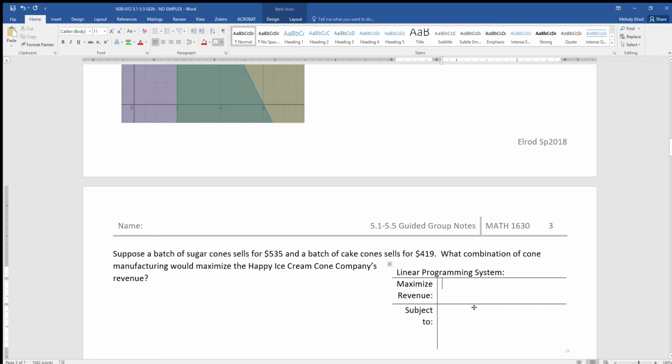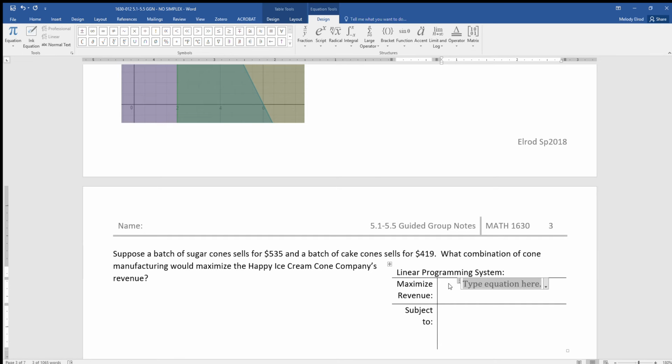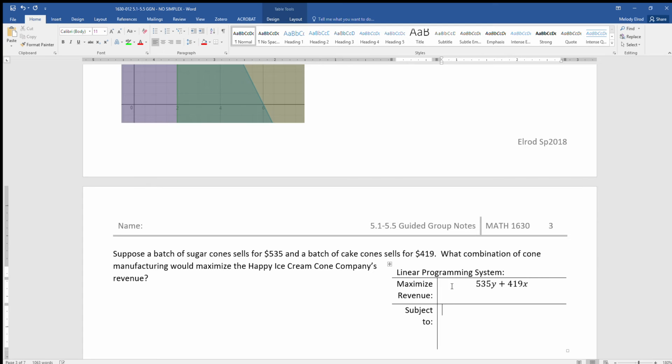So at this point, we've gotten to a system that looks like this. Now, we don't need to write this out to solve this problem, but being able to write this out on a regular basis is going to be really helpful later in the chapter, so I'm just going to go ahead and do it. All right, so if I want to maximize revenue, what I'm really trying to maximize is 535 times y plus 419 times x, right? Subject to all of those constraints that I just brought up, right?